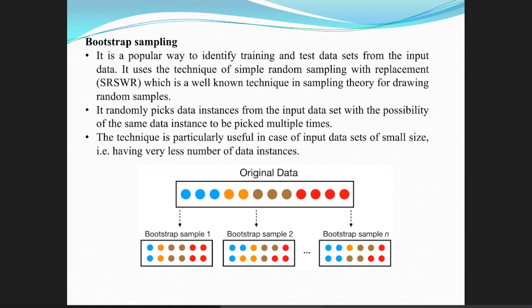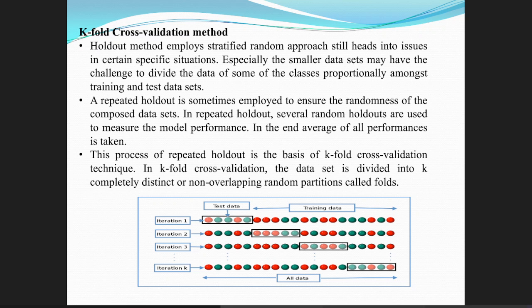What is the difference between this and k-fold cross validation? In k-fold cross validation, the data will not repeat. Here you can see, for example, the first 5 data are used for test, the rest for training. The next 5 for test, the rest for training. The next 5 for test, the rest for training. The last 5 for test, the rest for training. So here the data will not repeat.